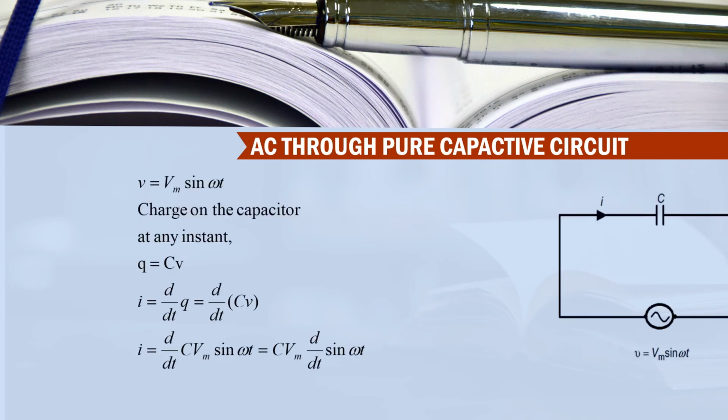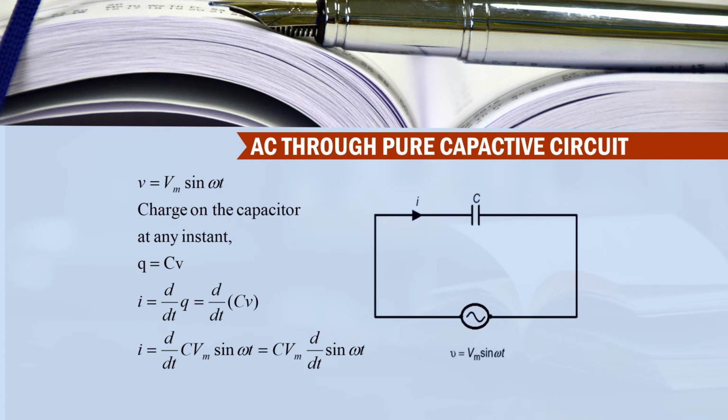So here you can see that a pure capacitor is connected across the supply voltage, that is v equal to Vm sin omega t. So the charge on the capacitor at any instant can be written as q equal to C into v, where C is the capacitance of the capacitor and v is the applied voltage. So what will be the value of the current flowing through this circuit, which is flowing through the capacitor? It can be written as i equal to dq over dt.